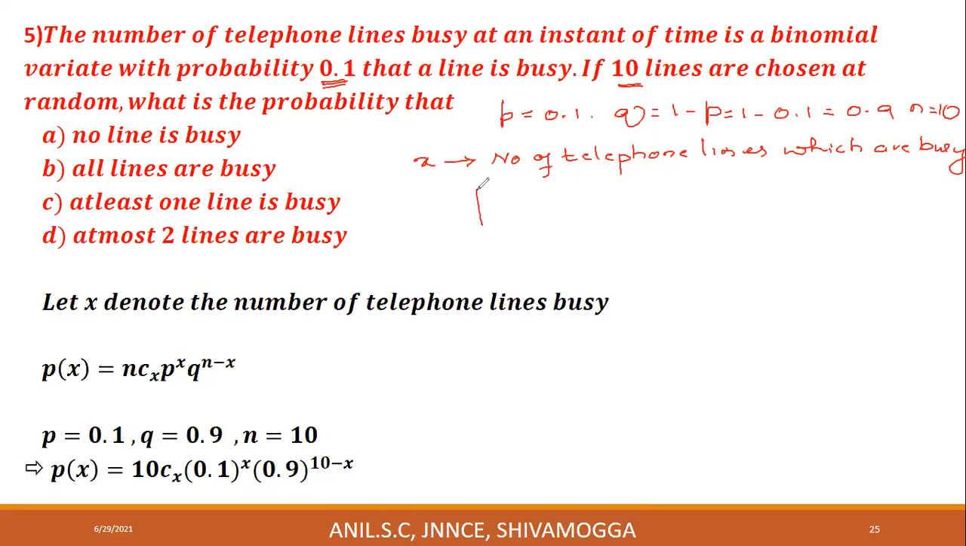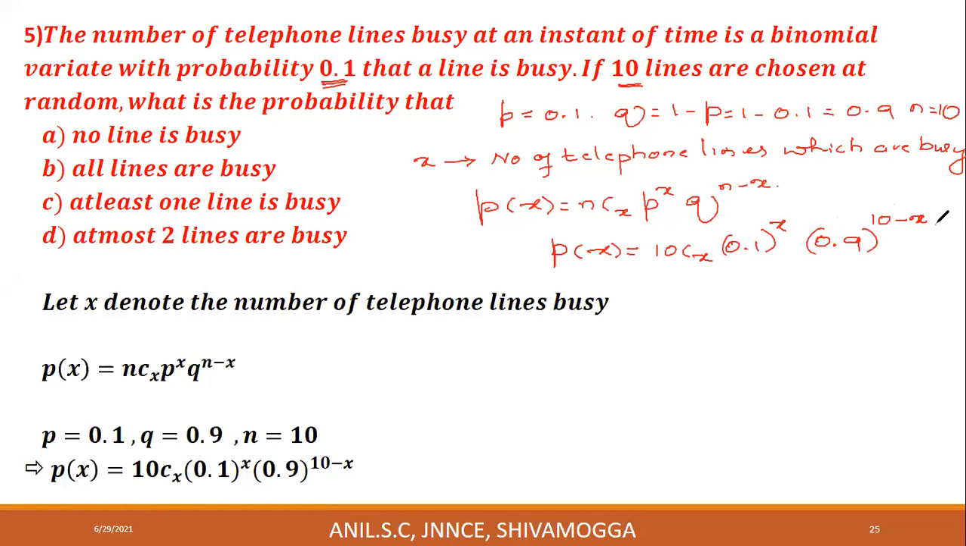Now we can write the probability function, that is P of X. P of X is equal to NCX into P power X into Q power N minus X. Substitute. N is 10, therefore 10CX into 0.1 whole power X into 0.9 whole power N minus X, which is 10 minus X. This is the probability function.